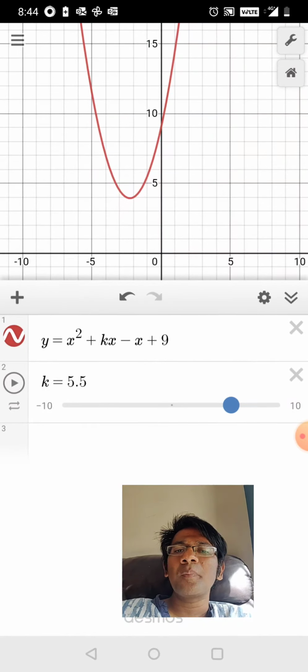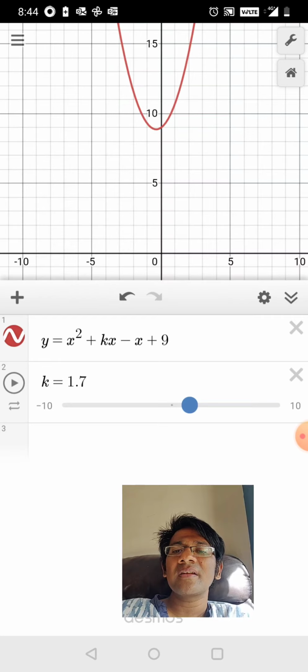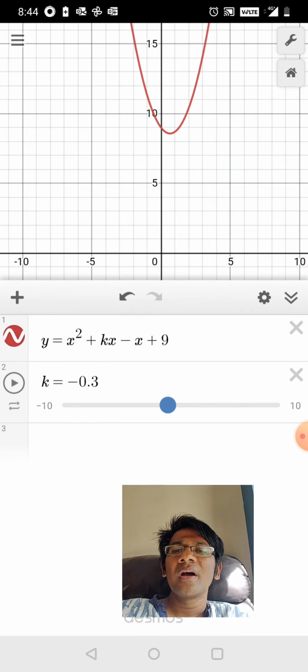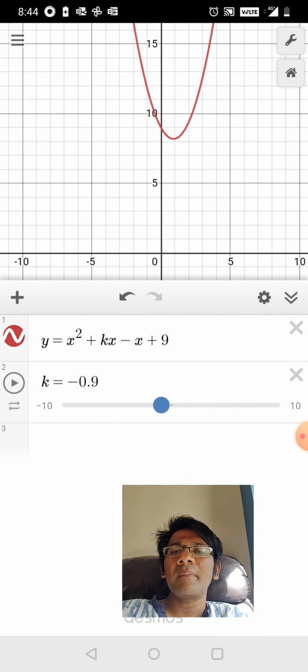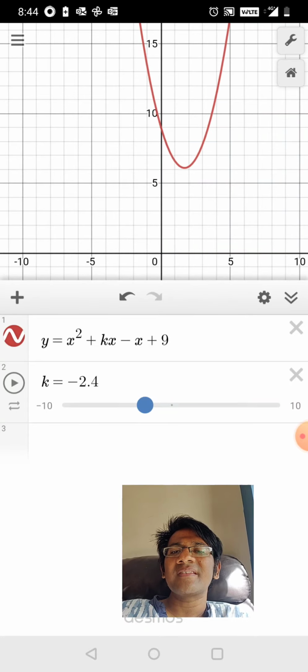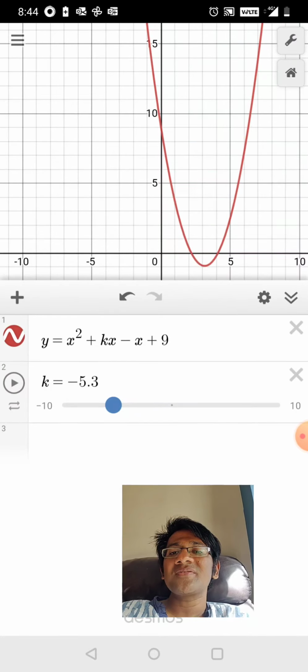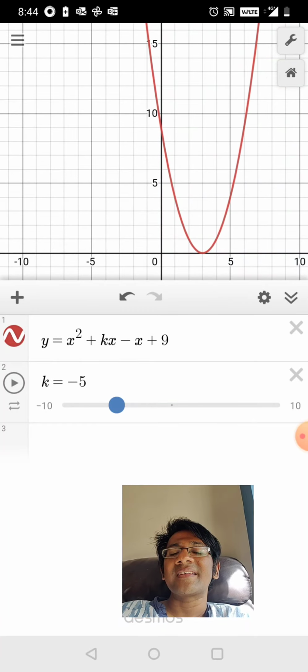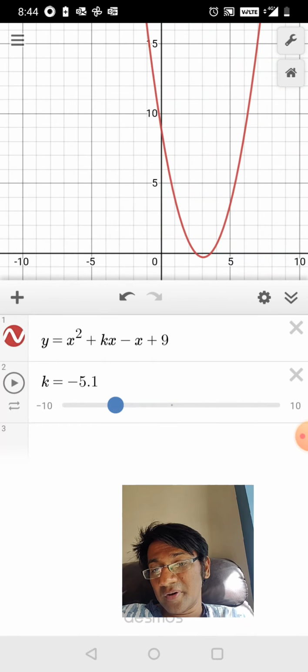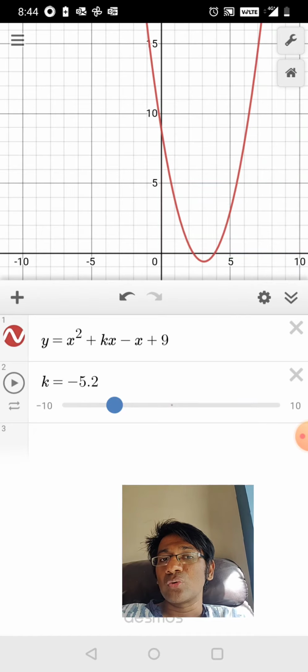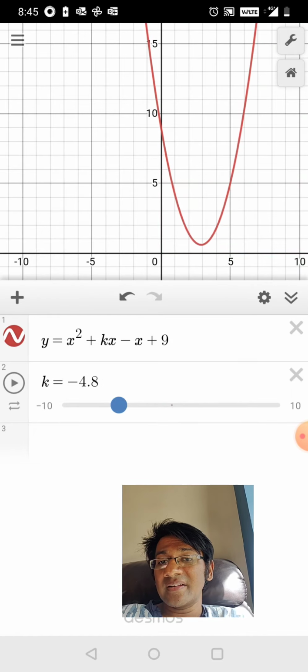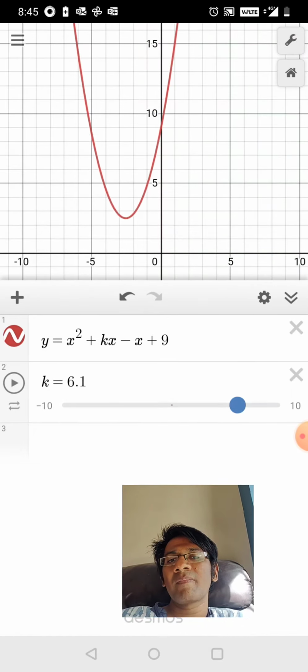Less than 7, can it always be happily above the x-axis? No. Something else is happening at a different point of time. What is happening? At minus 5 exactly, you're touching the x-axis again. And by going further, you will go below. So k has to be greater than minus 5 but less than 7.